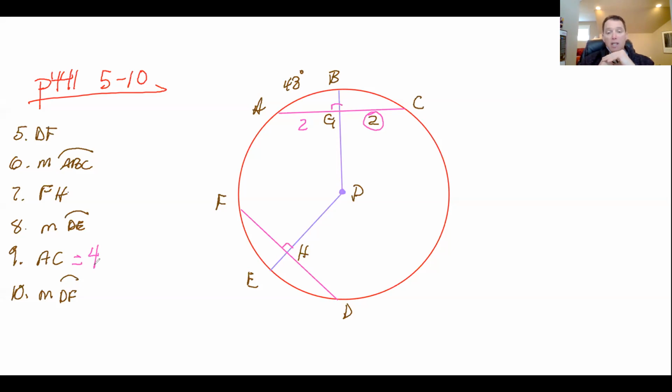Oh, look, AC equals DF. See that? That's given in the problem. So if AC equals DF, I know that DF also equals 4. AC equals 4, DF equals 4.